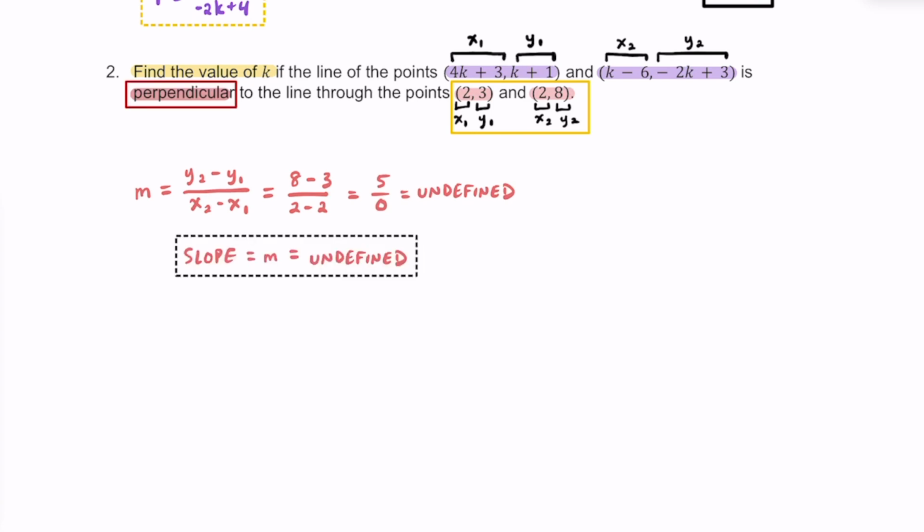So if we know the slope of this line is undefined because it's a vertical line, then its perpendicular line needs to be horizontal. A horizontal line is going to have a slope of 0. So we know that's going to be the slope of this line over here.